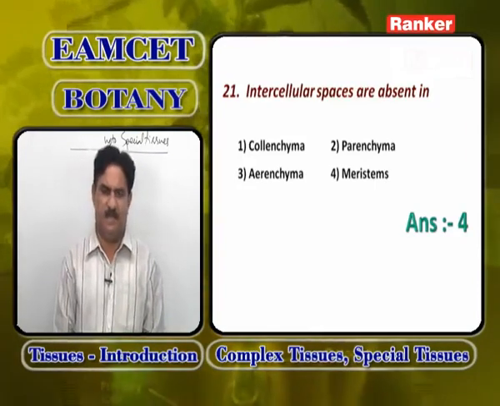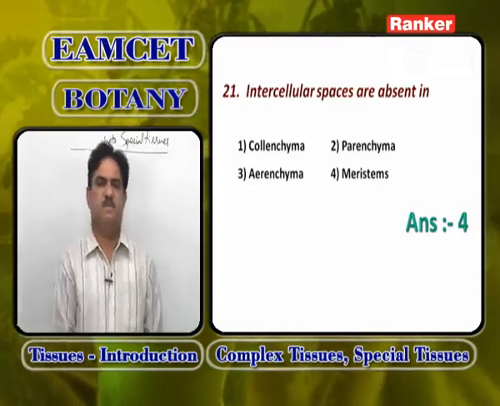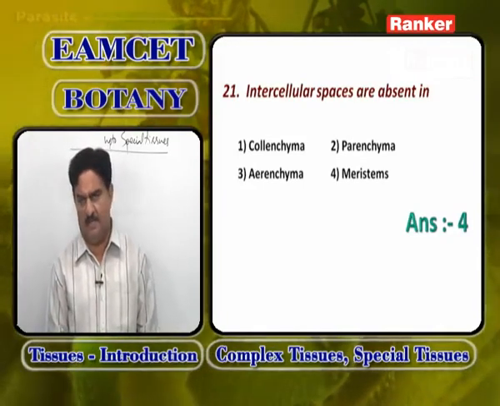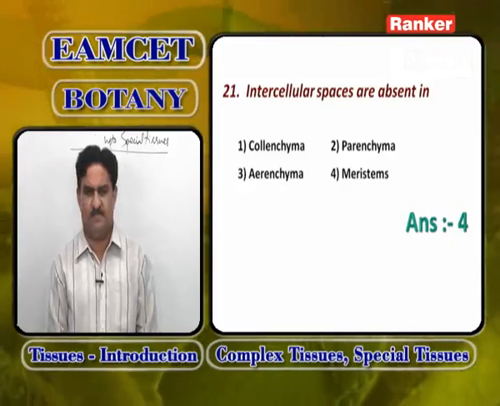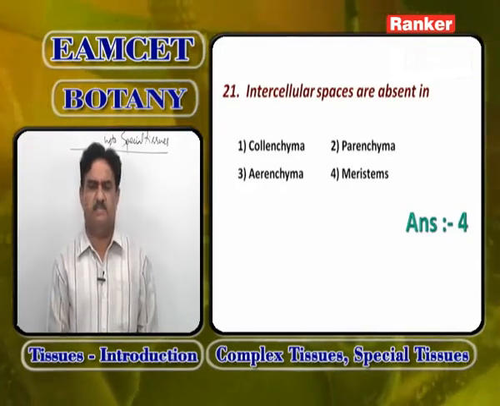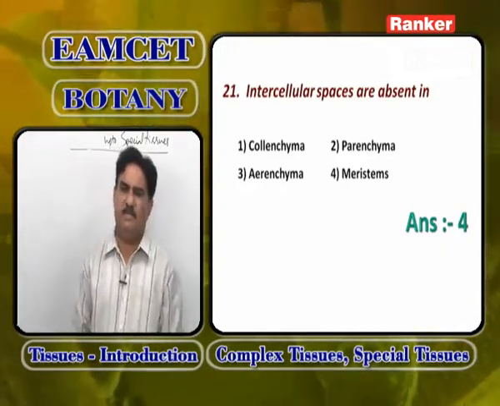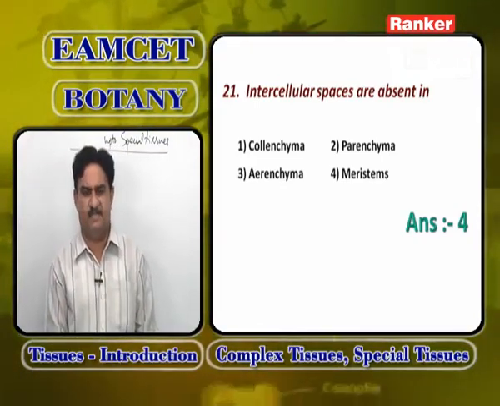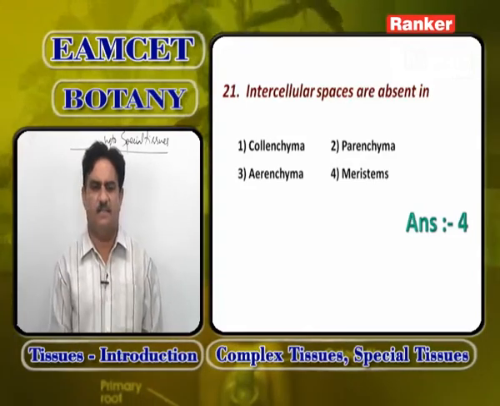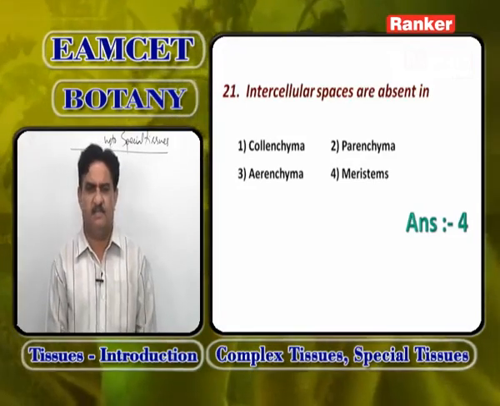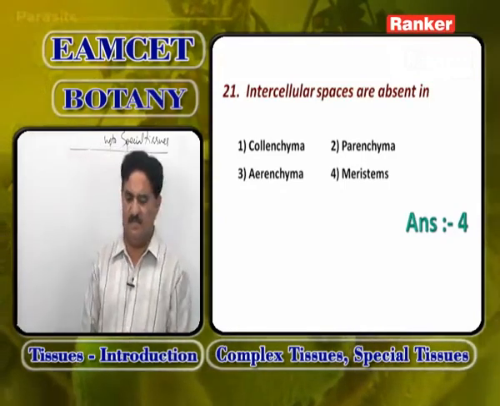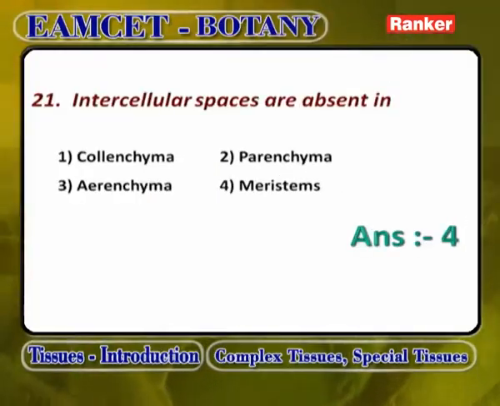Meristems. Meristems' primary property is that they are very small cells without intercellular spaces. Meristems are very compactly arranged without intercellular spaces. Meristems show only cellulosic cell walls. Meristems have dense cytoplasm. Meristems show a large nucleus almost at the center. In meristems, ergastic substances are absent. In meristems, proplastids are present. Meristems are metabolically very active. So the answer for this question is meristem. Intercellular spaces are completely absent in meristems.